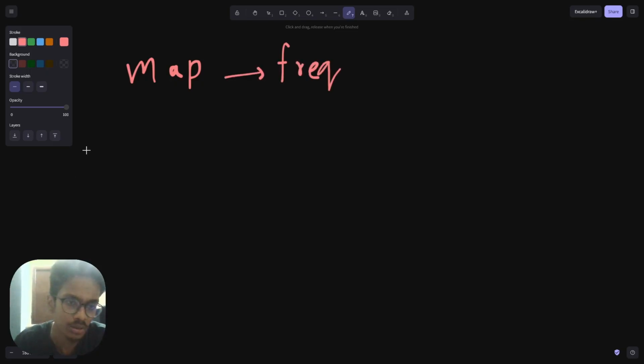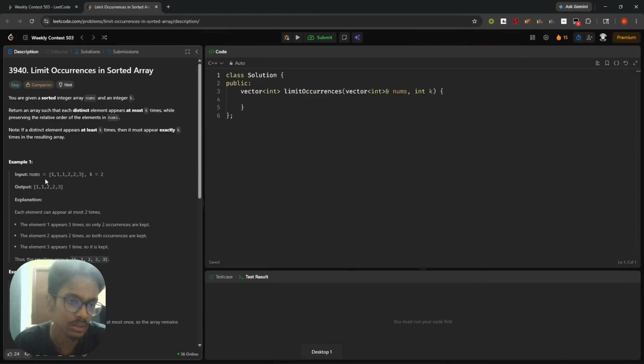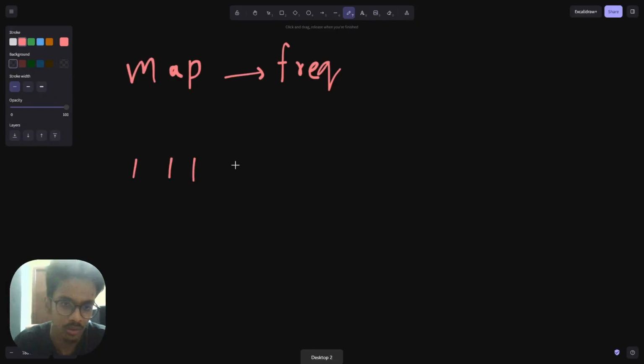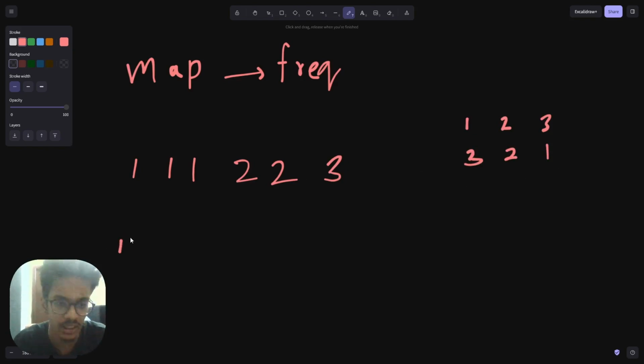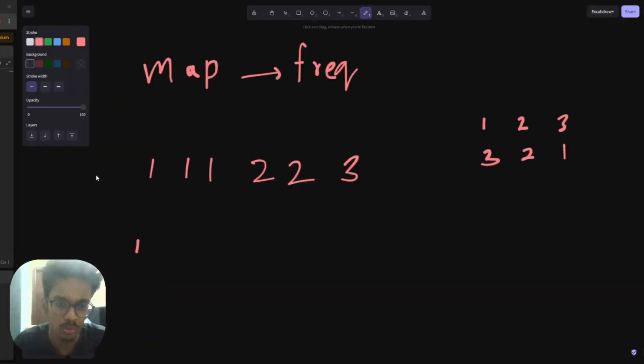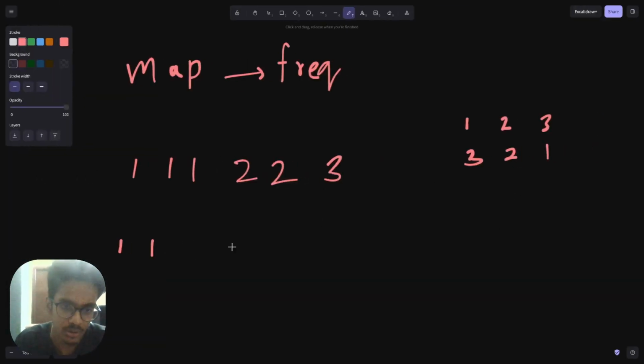What I would try to do is, let's take a test case: 1 1 1 2 2 3, and the frequency map of this would look like 1 to 3, 2 to 2, 3 to 1. So if the frequency of something is greater than 2, because k is equal to 2, I would place it only 2 times. Answer dot push_back twice.